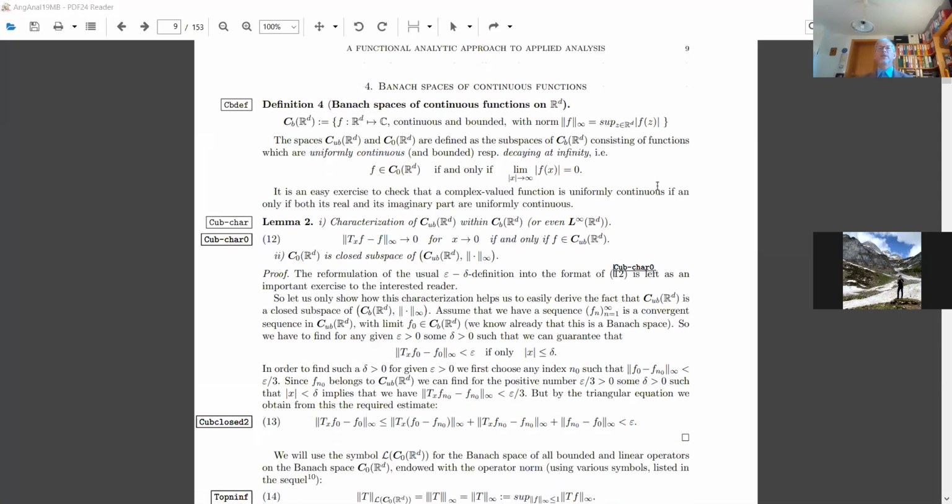We have already discussed a little bit, and I don't go again into the details, that T_x of f is the shift operator, and those functions which have this property that shifted versions deviate very little in the sense of the sup norm are the functions which are uniformly continuous.